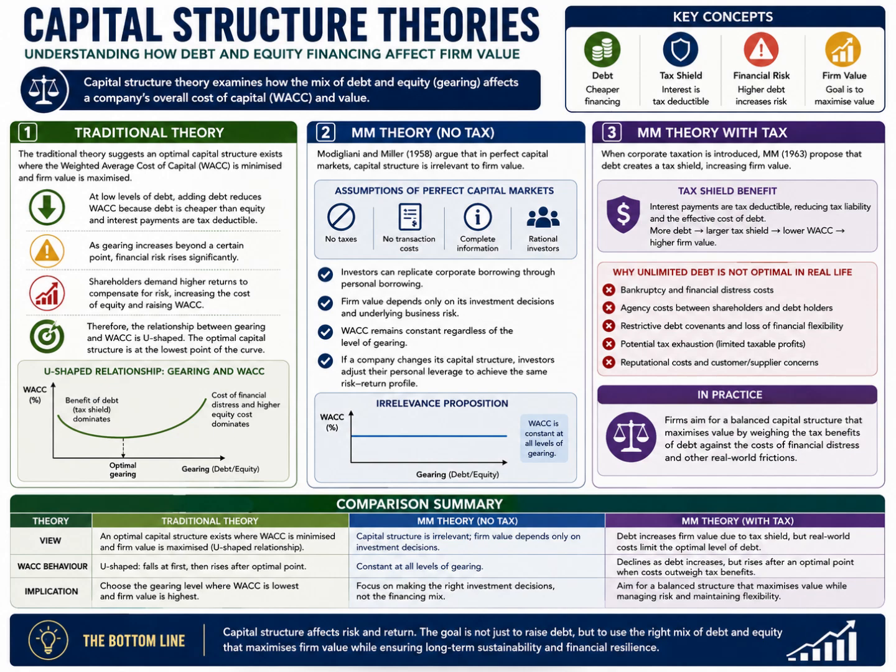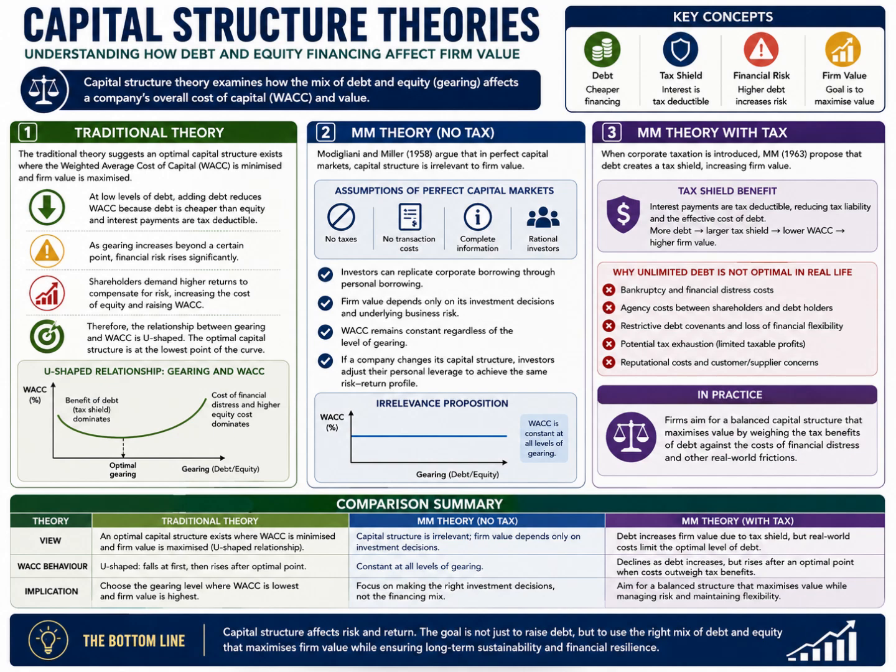If a company changes its capital structure, investors can adjust their personal leverage to achieve the same risk-return profile, leaving firm value unchanged. When corporate taxation is introduced, Modigliani and Miller modified their theory and concluded that increasing debt can increase company value because interest payments provide a tax shield. This reduces the effective cost of debt and lowers the WACC, theoretically encouraging firms to use very high levels of debt. However, real-world factors limit this conclusion.